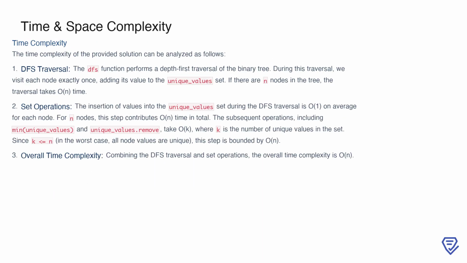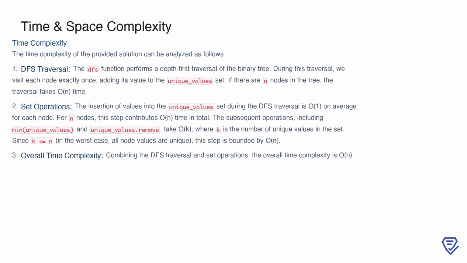To understand the time complexity of this solution, we start with the depth-first search, or DFS, traversal of the binary tree. In the DFS function, we visit each node exactly once. This ensures that for a tree with n nodes, the traversal itself takes O(n) time. Now, as we traverse, we insert each node's value into a set called unique_values. Adding an element to a set is an average O(1) operation, so for n nodes, these insertions collectively also contribute O(n) time.